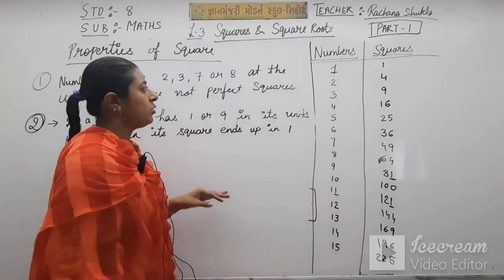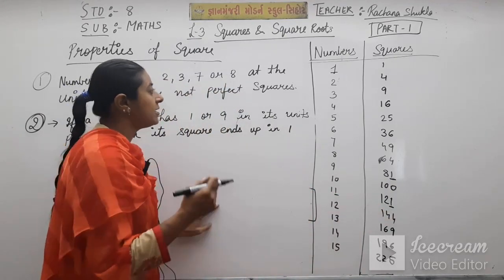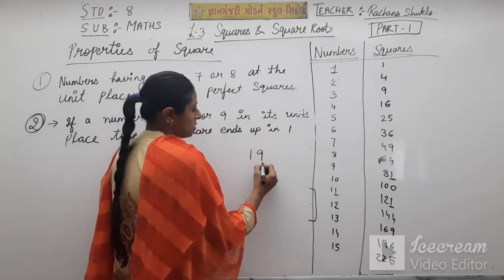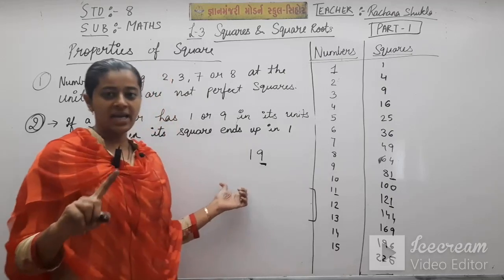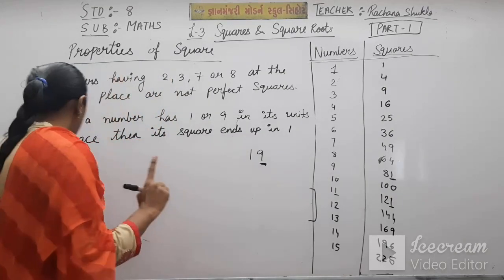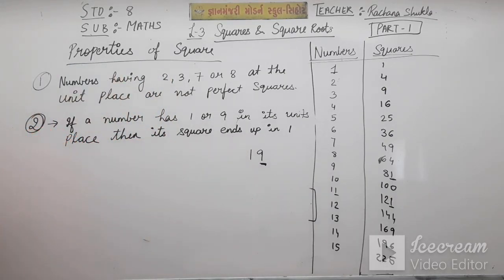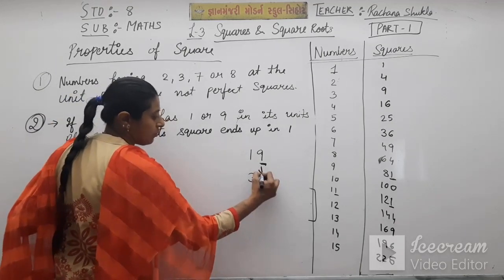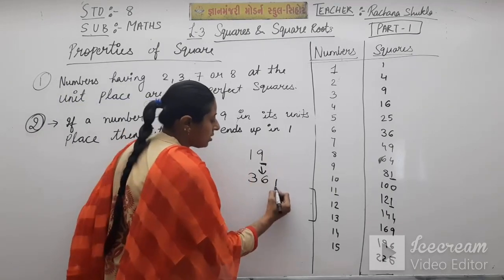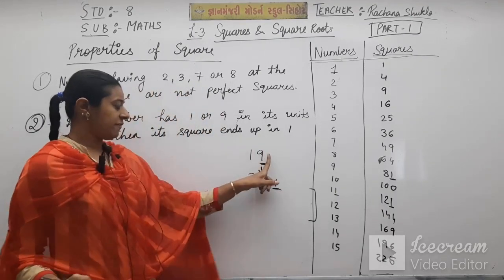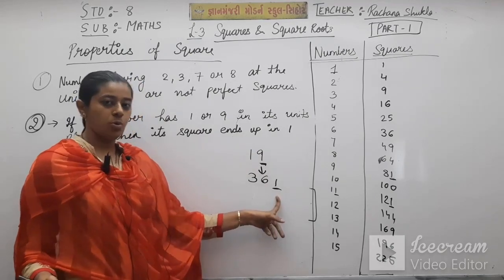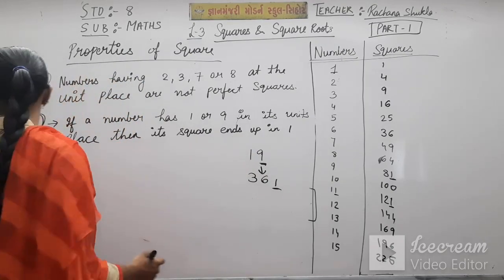Then let's see the square of 19. The unit place is 9, either 1 or 9. So the square of 19, multiply and find out, is 361. So what is your unit place? 1. If the number ends in 9, the unit place is also 1. So this is your property number 2.